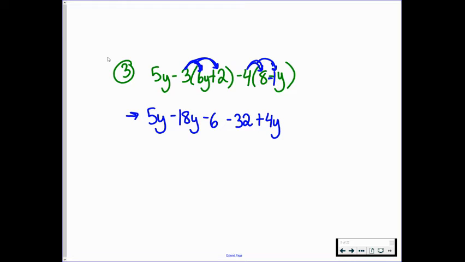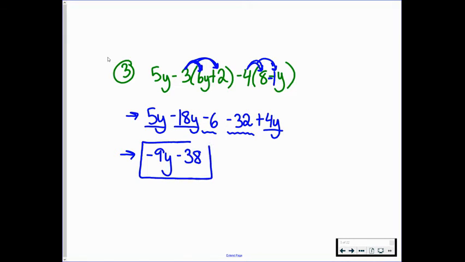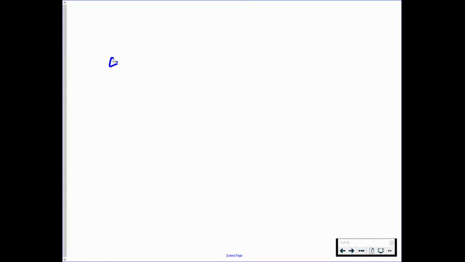Now that we've gotten rid of the parentheses, I'm just going to combine like terms together. 5y minus 18y plus 4y, all of that simplifies down to negative 9y. Now the constants, negative 6 minus 32 is negative 38. We cannot combine those terms together because they are not like terms. The 9 has a y with it, but the 38 does not. So that is what that expression simplifies down to be: negative 9y minus 38.